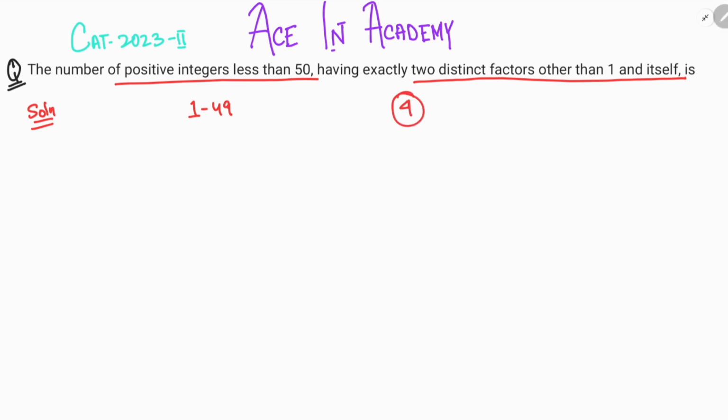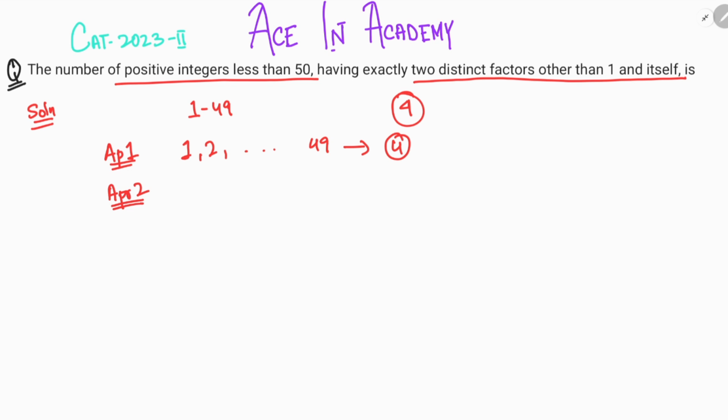There are two approaches by which we can solve this question. By the first approach, we can list down all the numbers starting from 1 up to the number 49 and calculate the number of factors of each number, and whichever number has 4 factors, we count them. This is a very lengthy method and we have a shorter and much easier approach. Let's discuss approach number 2. In approach number 2, we find all the numbers with 4 factors and then we count them.